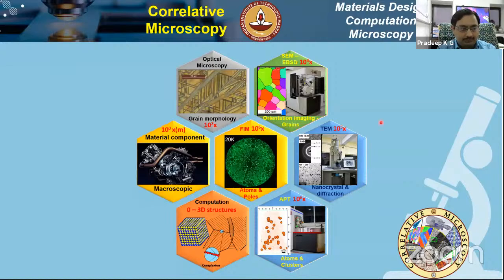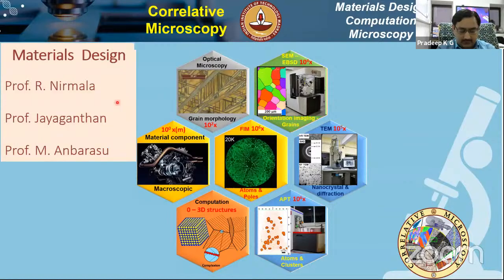So the first team that we want to have is a materials design team, which Professor Nirmala, Professor Jayakanthan, and Professor Anbarsu will be designing different types of materials at different length scales, where all these different techniques will come in handy. So Professor Nirmala from the Department of Physics works on magnetic oxide materials. Professor Jayakanthan from the Department of Engineering Design works on additive manufactured systems. And Professor Anbarsu from the electrical engineering and physics departments works on thin film systems.